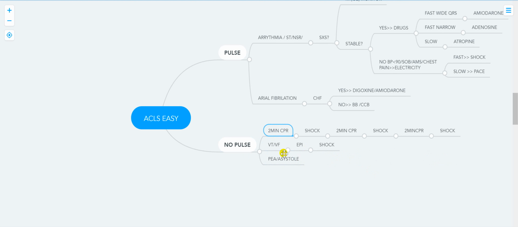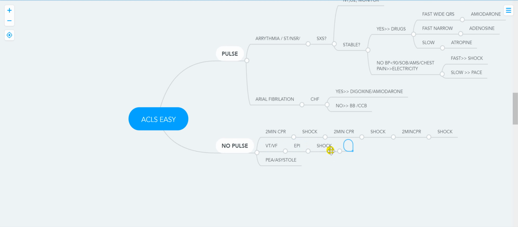For VTAC and VFib, in that time you can initially give amiodarone and then shock, and then epinephrine and then shock, and then amiodarone and then shock, and then epi and then shock, and then amiodarone, and so on; you alternate. The difference with PEA and asystole: you start with epinephrine and then no shock.